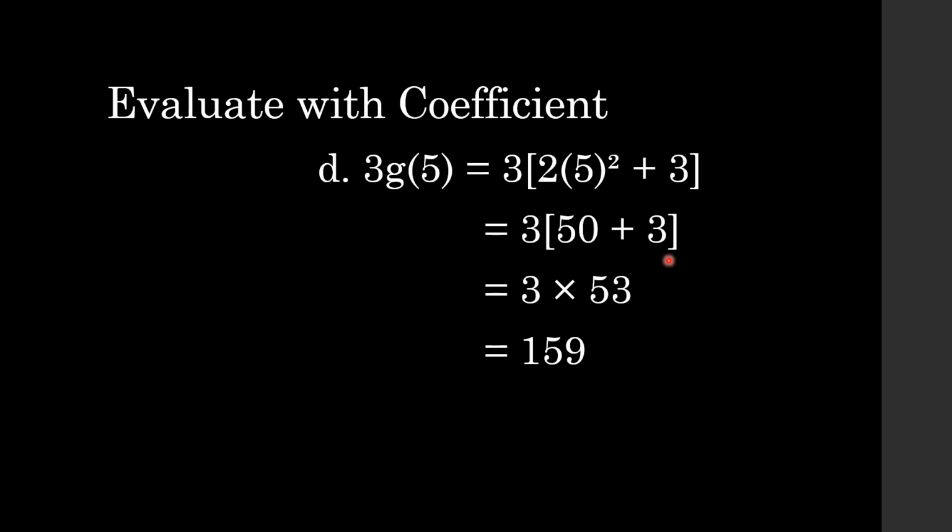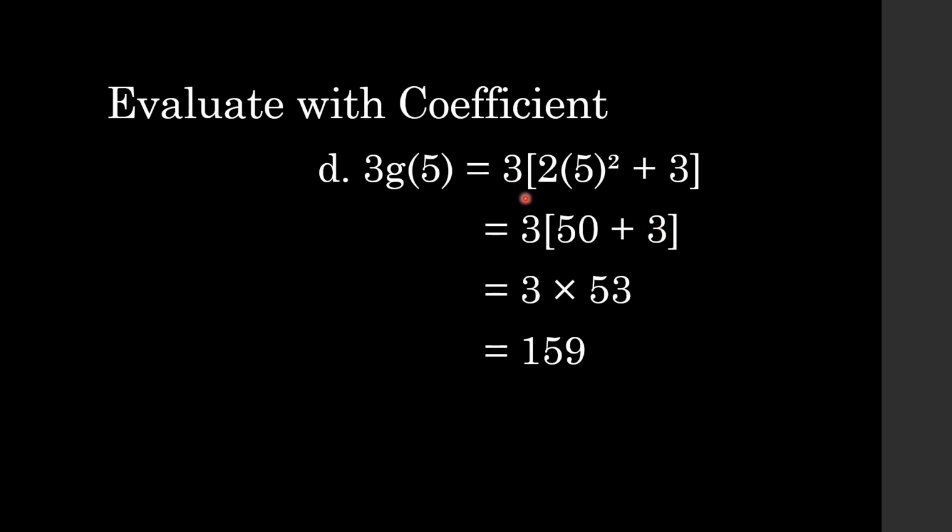And the next section talks about how we can evaluate with a coefficient. So here with the same scenario of 3g(x) where g(x) = 2x squared plus 3, the coefficient of 3 is multiplying g of 5. It means that we have to input the object 5. And after your input, the machine g of x will process the object 5 for us to get a result. After that, the coefficient multiplies the result.